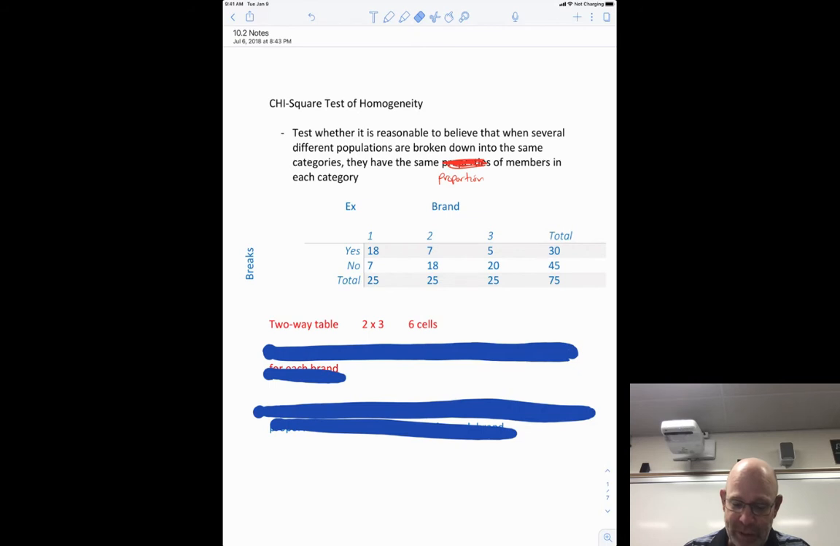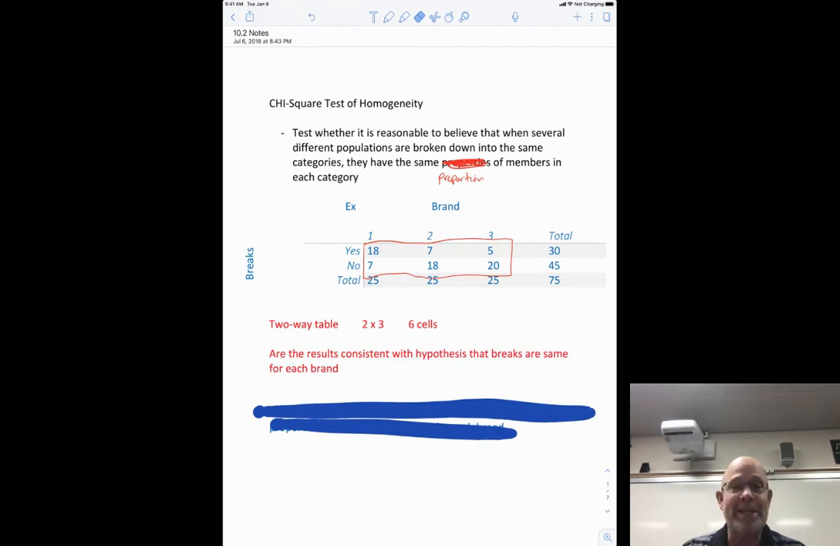And the reason it's 2x3, let me show you, the totals don't count. Typically, we don't write the totals in there. They're just there for our purposes to help us with what's going to come next a little bit. But the information would just be there. So the table is actually a 2 rows by 3 column matrix, or 6 cells. Okay, we want to know the number of cells in essence. How many cells? Kind of like categories in some ways, but not exactly. Okay, so the idea here is, what are we testing? Are the results consistent with the hypothesis that the breaks are the same for each brand, right?